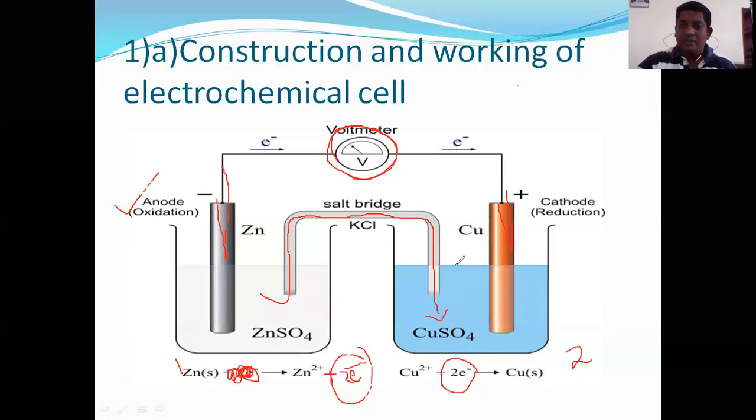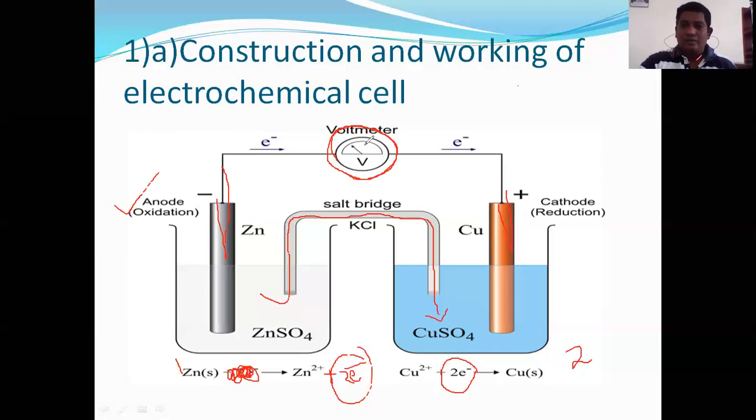The amount of electricity produced when the zinc rod is placed in the zinc sulfate and the copper rod is placed in the copper sulfate is measured in the voltmeter. The flow of current takes place from zinc to copper, and it is measured in the voltmeter. That might be 1 volt, 2 volts, X or Y, right?